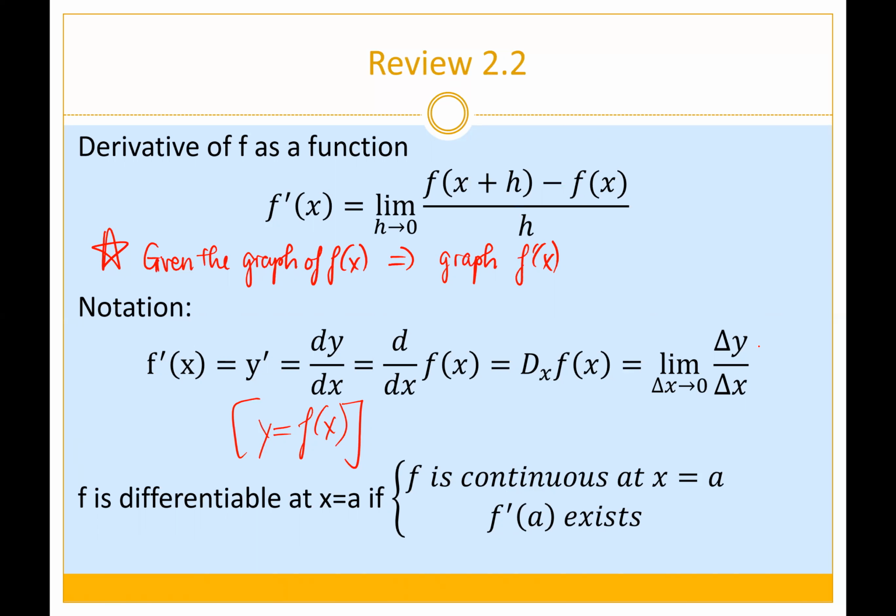f is differentiable as a function at x equals a if, and this is a theorem, saying if you want f to be differentiable at a point, you need f to be continuous at x equals a and f prime of a to exist. So you have to make sure that it's continuous and then use the definition to find f prime of a, to make sure that this exists.